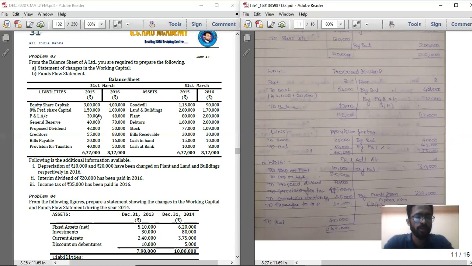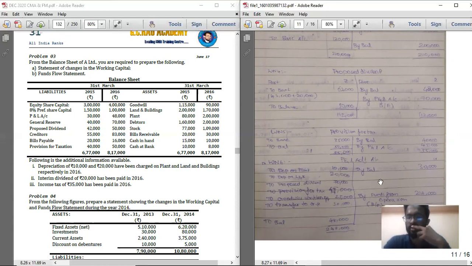And P&L balance, opening balance, how much is it? 30,000, closing 48,000. Opening balance on the credit side because it is a liability, so opening balance debit side, closing balance credit side. From that, general reserve you should always take into consideration in every sum. There is an increase in general reserve, so that amount has been transferred from the P&L account this year. How much has been transferred? 30,000. So to transfer to general reserve 30,000.